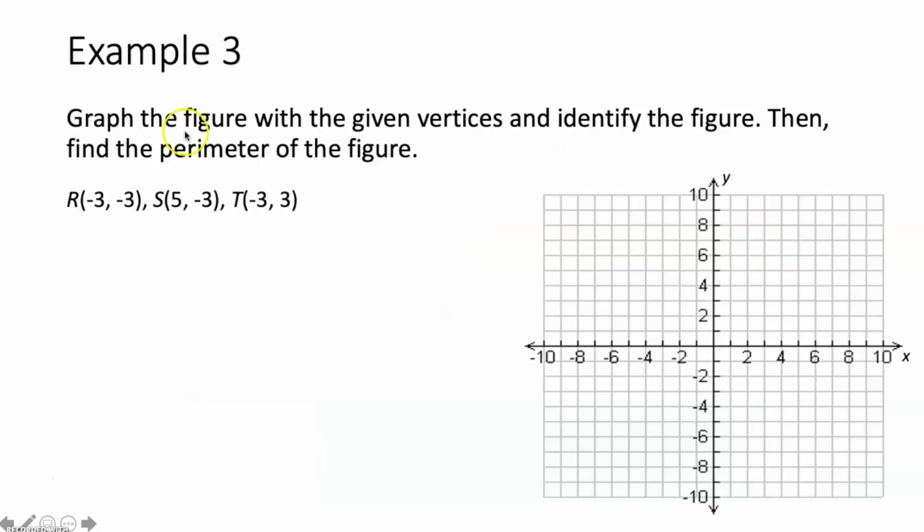Now example 3 says graph the figure with the given vertices and identify the figure. Then find the perimeter of the figure. So we have 3 points, point R, point S, and point T. So point R is at -3, -3. So we put a point there.